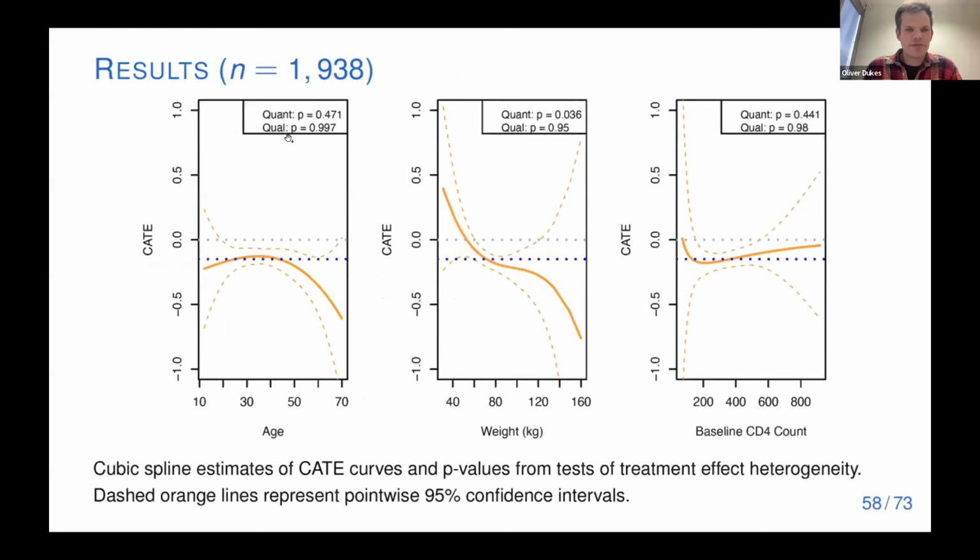So these are the results. You can find the p-values for each of the tests in the top right-hand side of each of the figures. You can see that there was only a significant result at the 5% level for weight. So there's only weak evidence of quantitative effect heterogeneity for weight. And the qualitative p-values are all very large, which again confirms what we know, that these tests are typically very low powered.